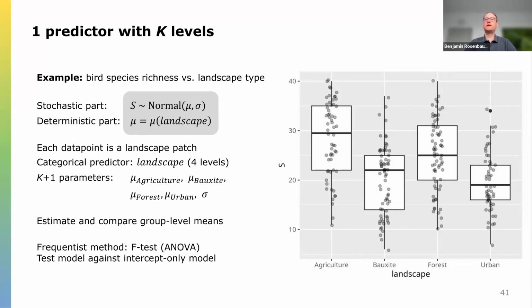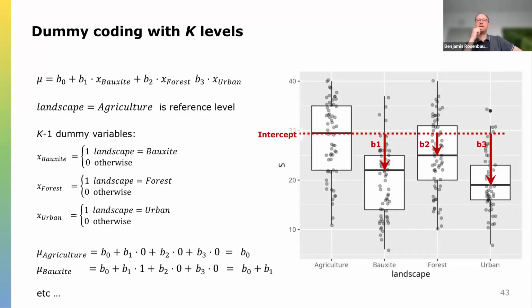In frequentist statistics, you would make an F-test, and the null model is that you just have one intercept, or they are all the same. So that's the null model, and you test this against the model you are fitting, that they all have their individual mean. So you're basically testing against the null model where all are the same. How does this model look in detail?